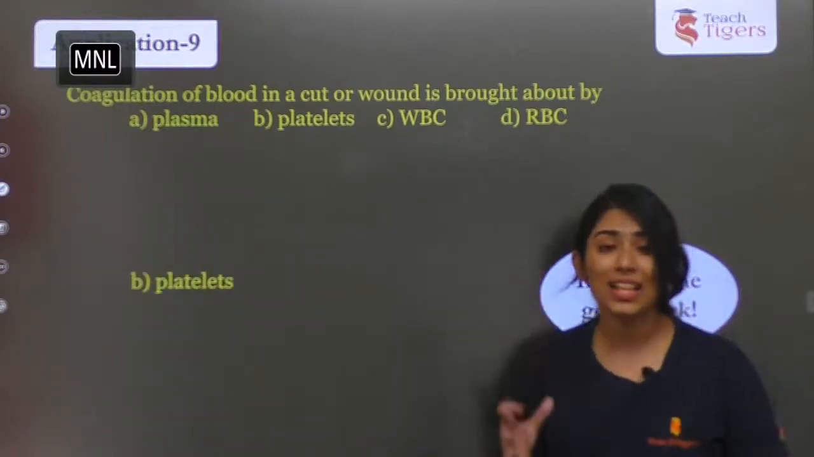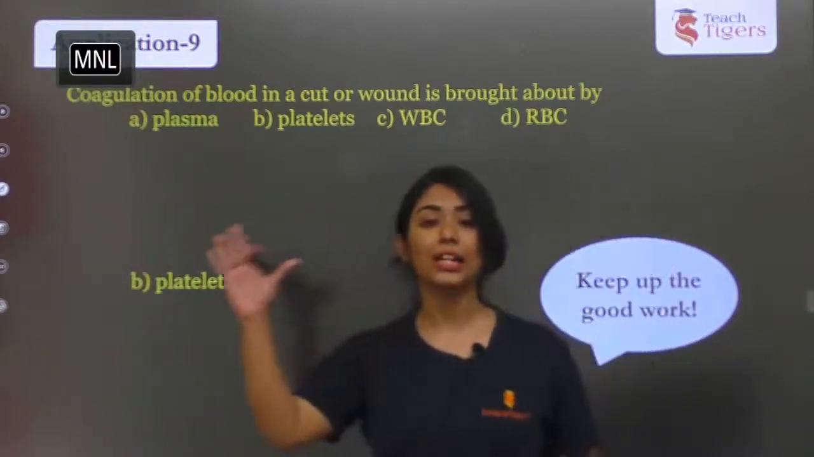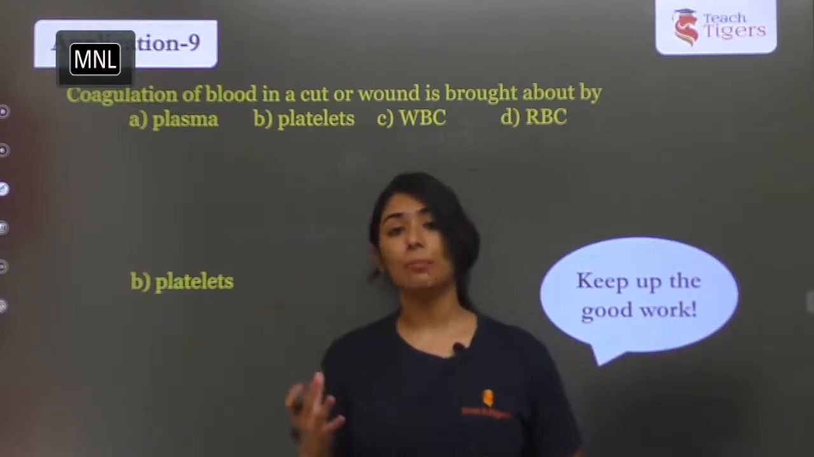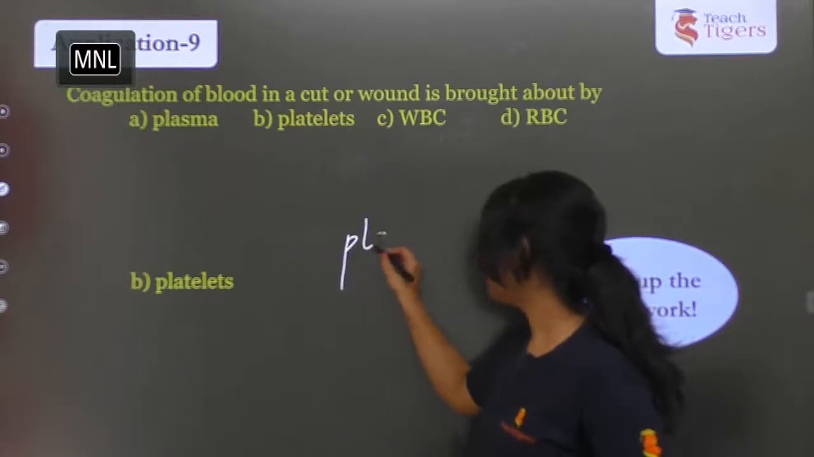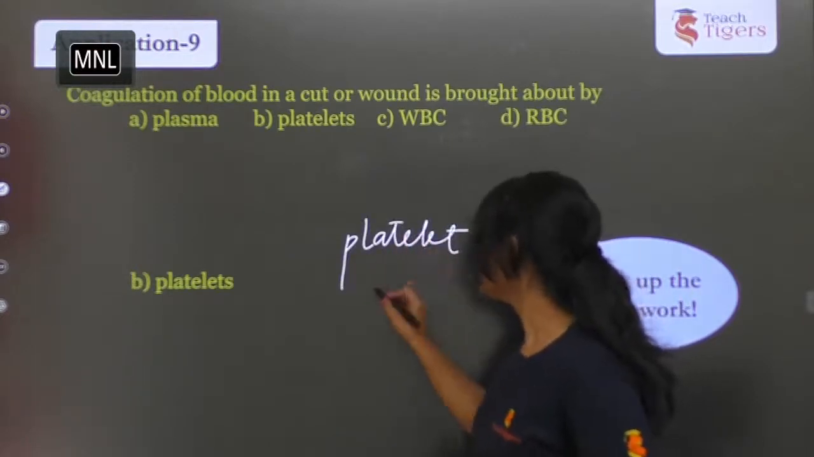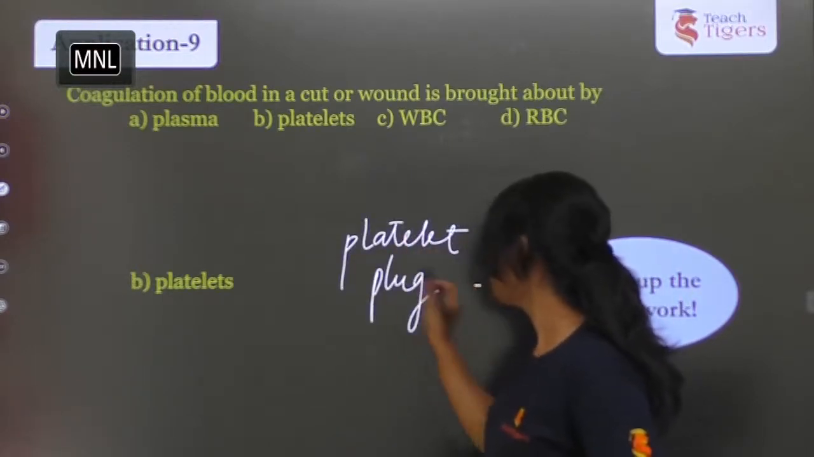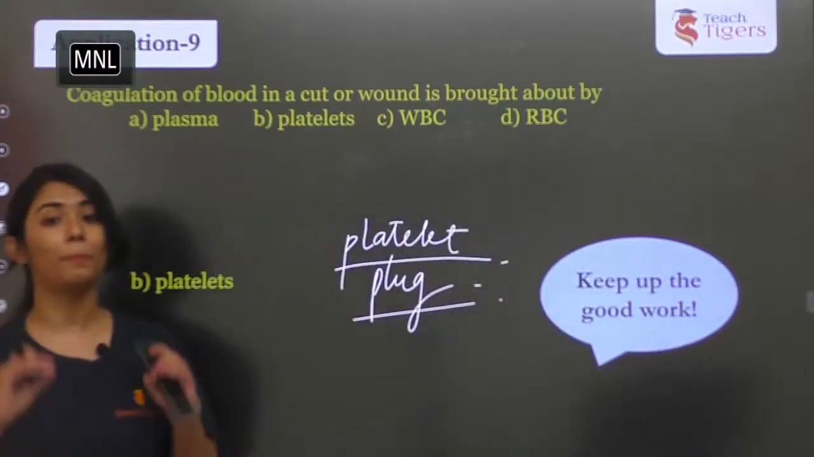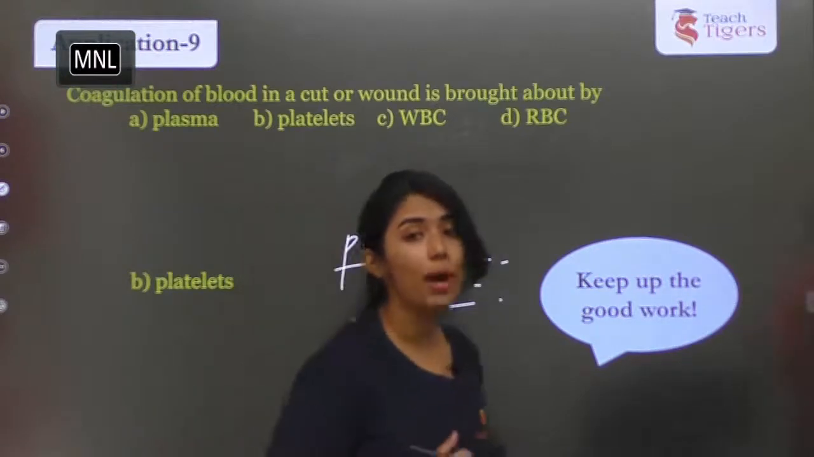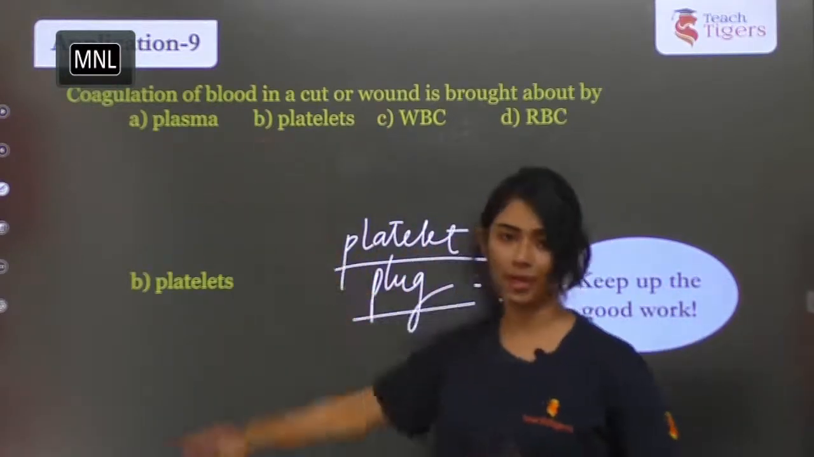Platelets are the cells that immediately rush to the site of injury or wound, and they bring about clotting of blood by forming a platelet plug. Okay, so this platelet plug will form a barrier against the blood flow. Okay, so remember, platelets are the cells which help us in coagulation of blood.